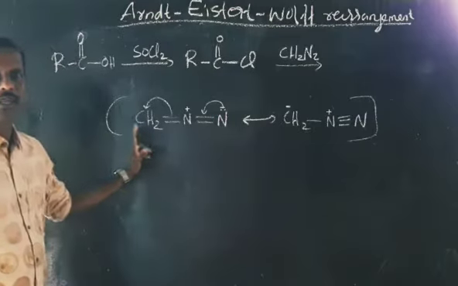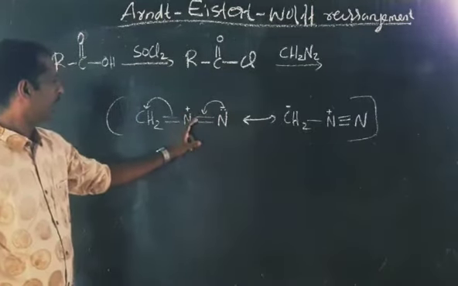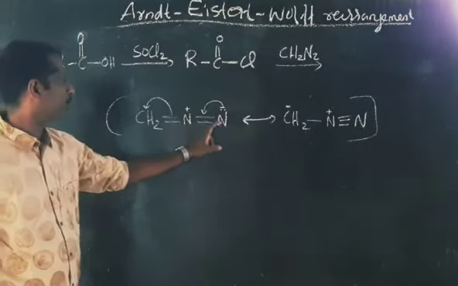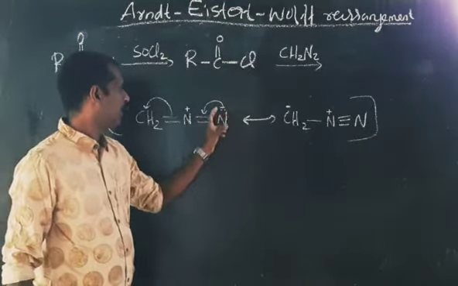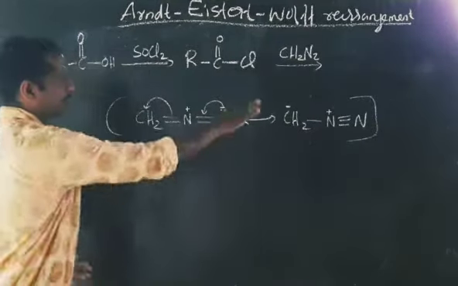Look at it very carefully. The diazomethane, CH2 double bond N. This nitrogen has a positive charge because there are 4 bonds, and this has 1 bond less. That means it has a negative charge. Then resonating structure. Okay, that structure is clear.